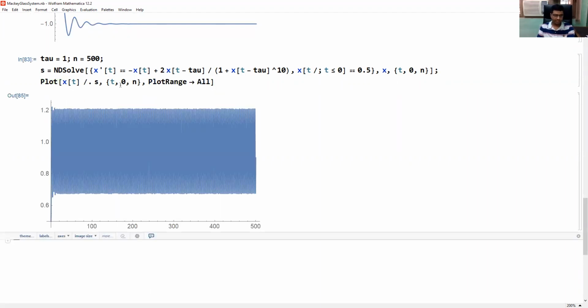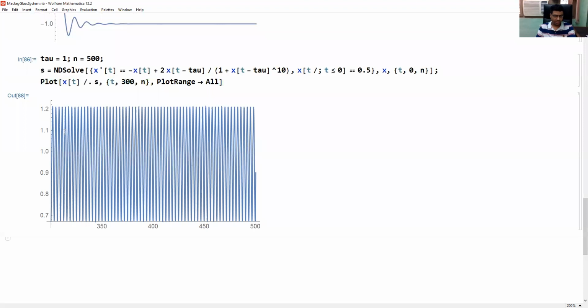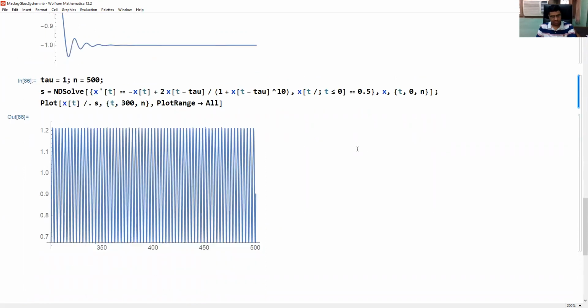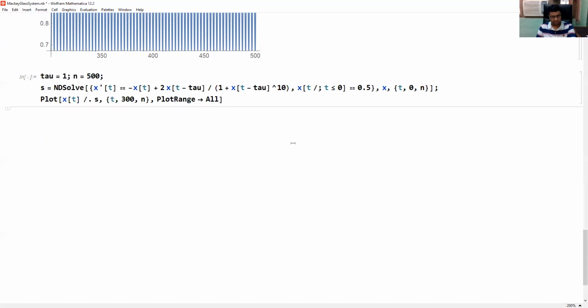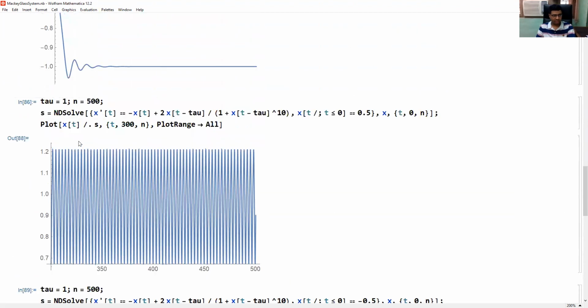Okay, we can see oscillations. Let me select the range from say 300 to 500 for this curve. Okay, we can see clearly a periodic cycle. We will select other initial conditions also, say -0.5. Let us see what happens. If it is -0.5, then we are getting again like this.